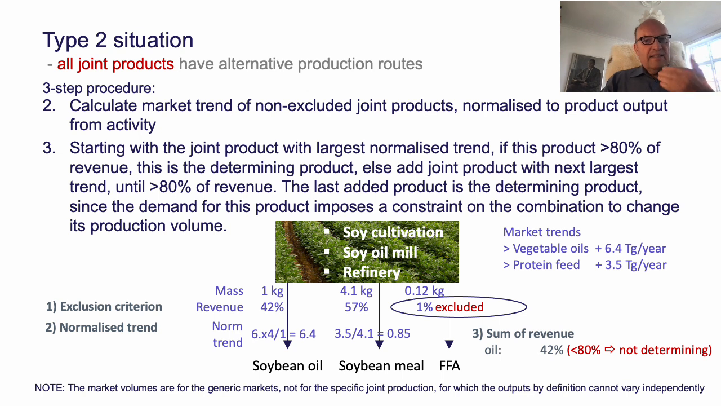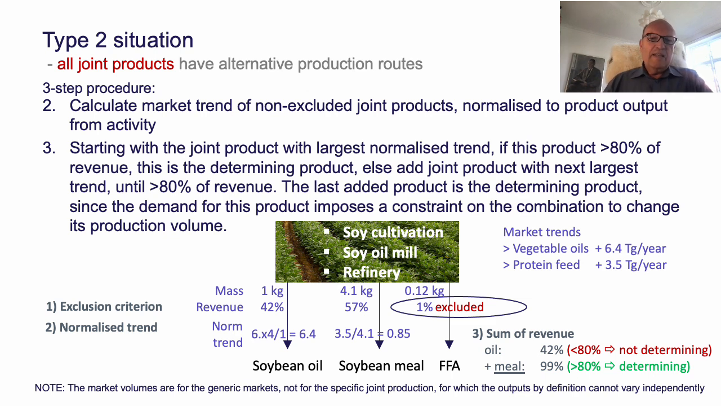Then we add the next largest trend product. And of course, here there is only one to choose from. But if you had 5, you could imagine a situation where you only needed 3 of them to get above the 80% revenue. And then you would stop the procedure at that point in time. Here, we're just noticing from the soy oil mill that the soybean meal is the last added product, and thereby increasing the revenue to above 80%.